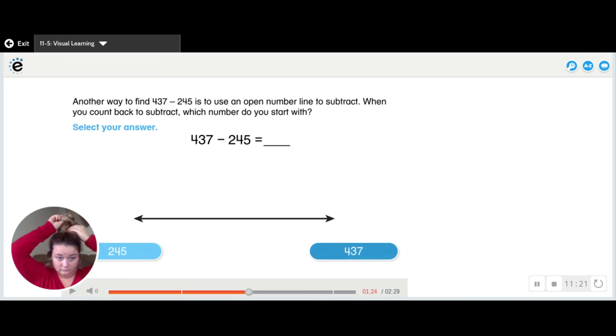All right, so whenever you count back to subtract, we always start with what? The bigger number.